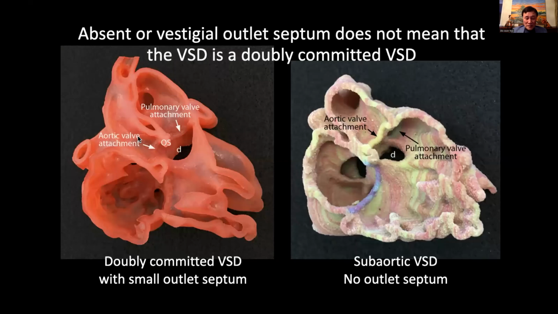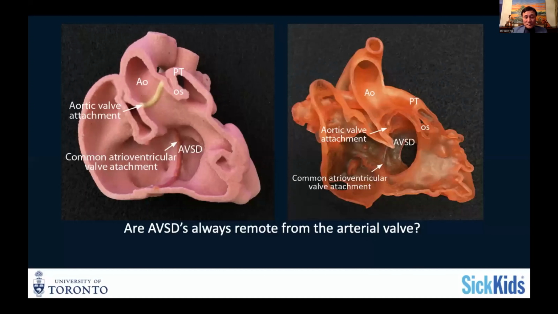So these two examples are great. Here in this case, there is an outlet septum. However, the VSD is doubly committed. In this case, there is no outlet septum, but the VSD is below the aortic valve. The pulmonary valve has nothing to do with the VSD. Which means that absence or vestigial outlet septum does not mean that the VSD is doubly committed.